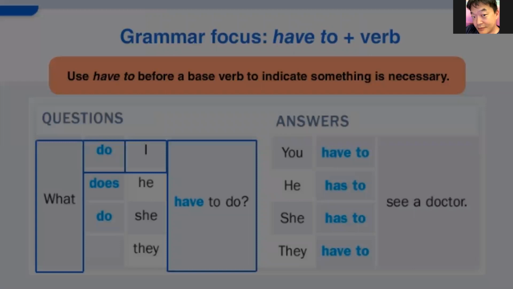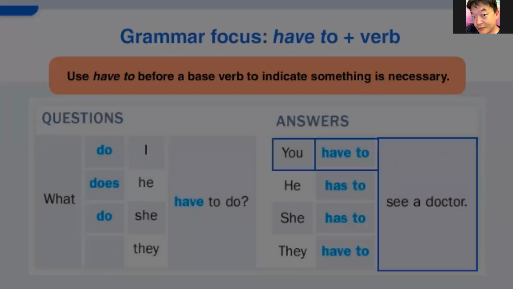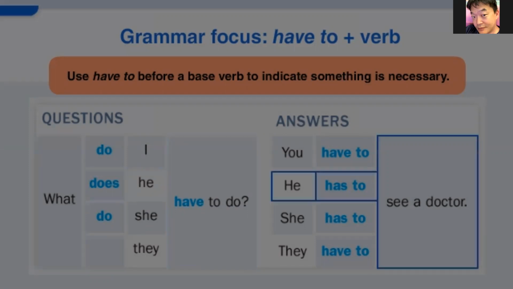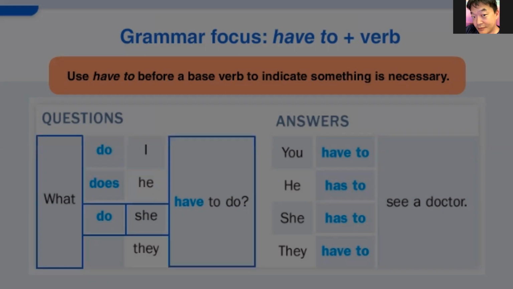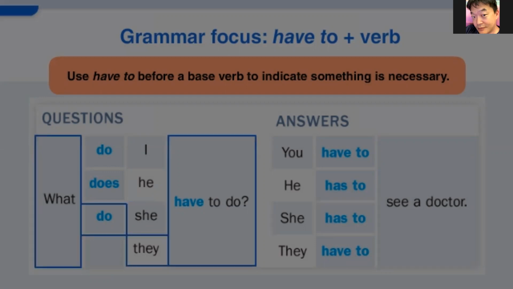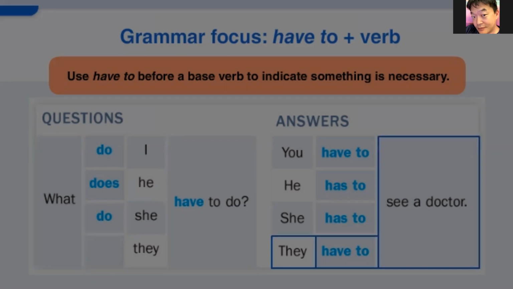Let's review. What do I have to do? You have to see a doctor. What does he have to do? He has to see a doctor. What does she have to do? She has to see a doctor. What do they have to do? They have to see a doctor.